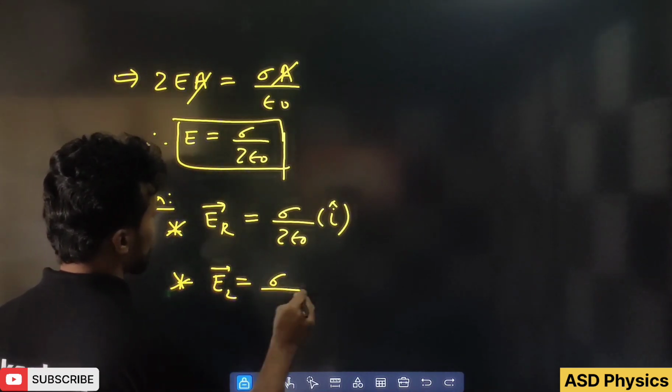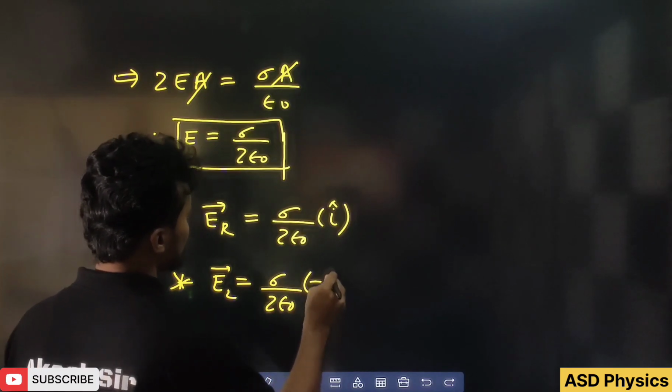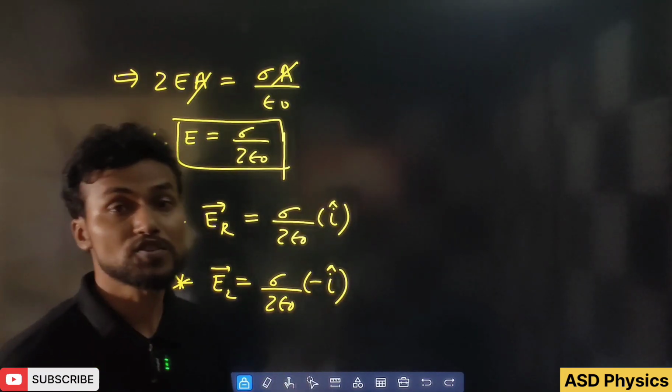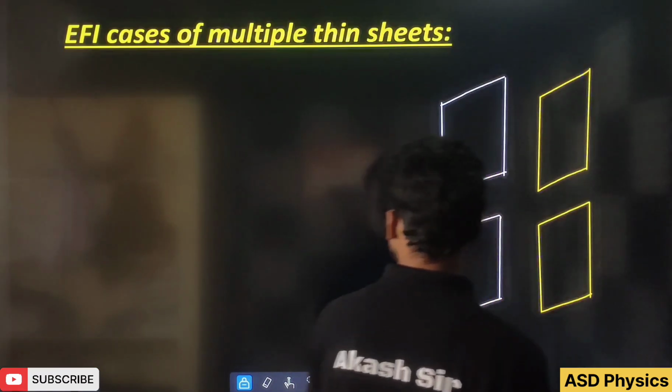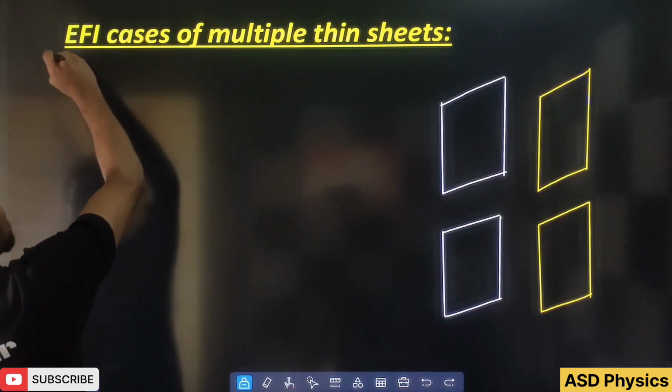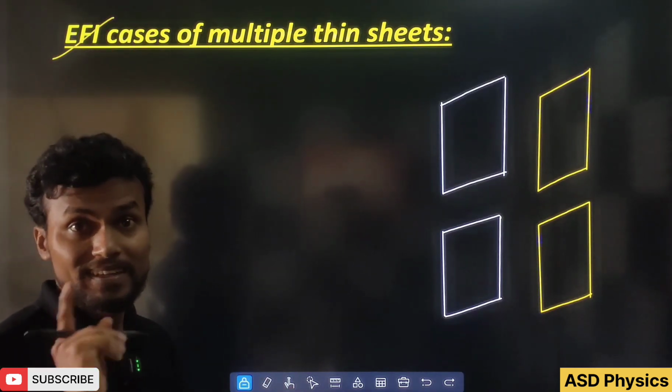Along the negative x direction. That means sigma by 2 epsilon naught minus i cap. I hope you understood very well. Next one, students, we are going to see some cases, very important from the exam point of view.